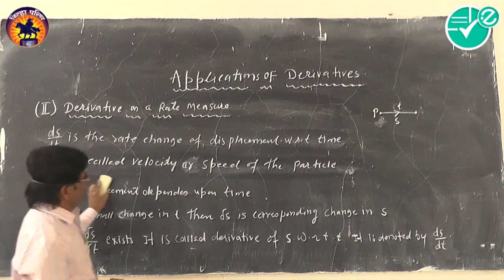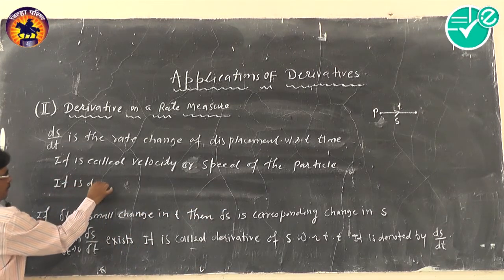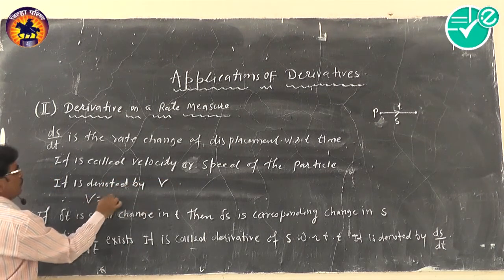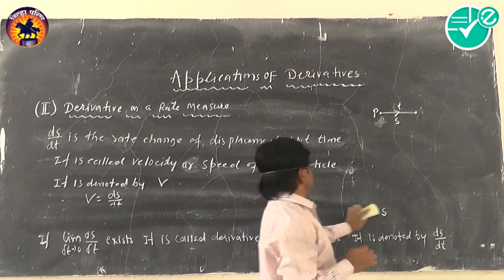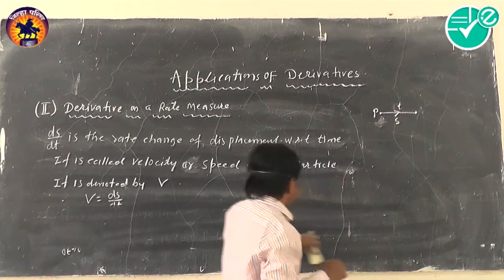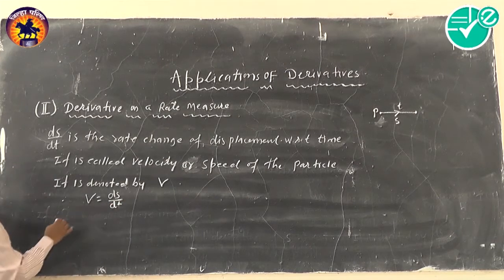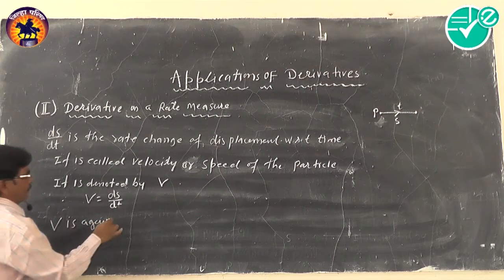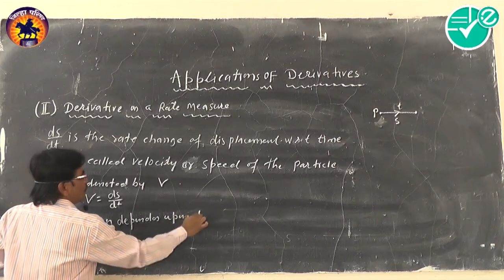Now it is denoted by V. Therefore we can write here V is equal to ds upon dt, that is the rate of change of displacement with respect to time, called velocity or speed of the particle, that is V is equal to ds by dt. Now we can say that V again depends upon t.